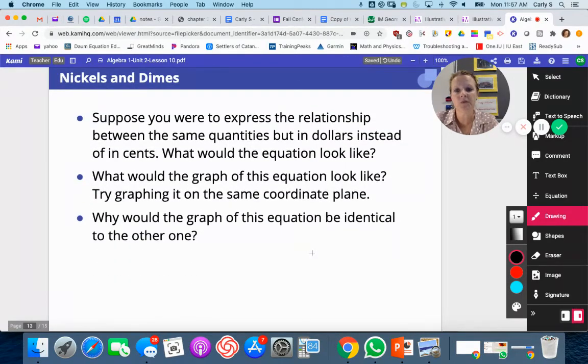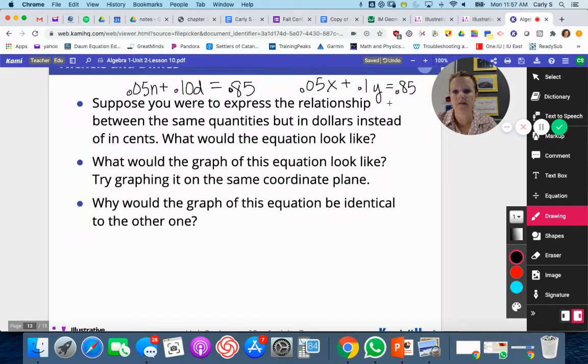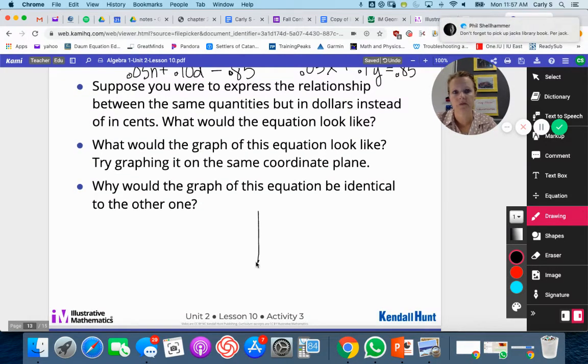So suppose you were to express the relationship between the same quantities but in dollars instead of cents. What would the equation look like? Well, we'd have 0.85 as the equal sign and 0.05 nickels plus 0.10 dimes, except we would do x and y. And that would work. We just have to change how we draw things. What would the graph of this equation look like? Okay, same.